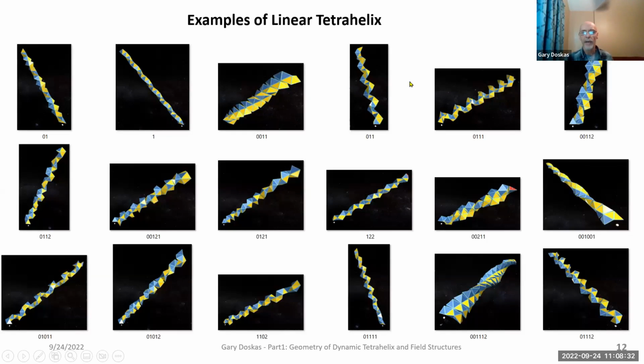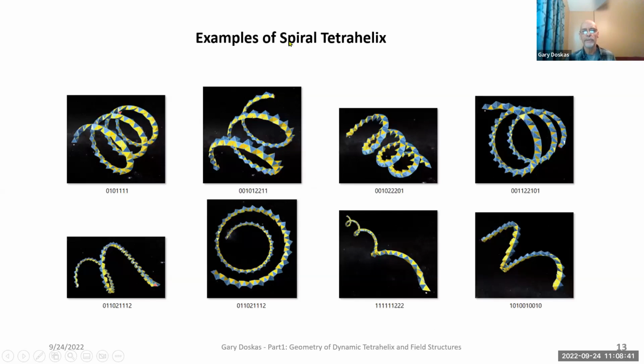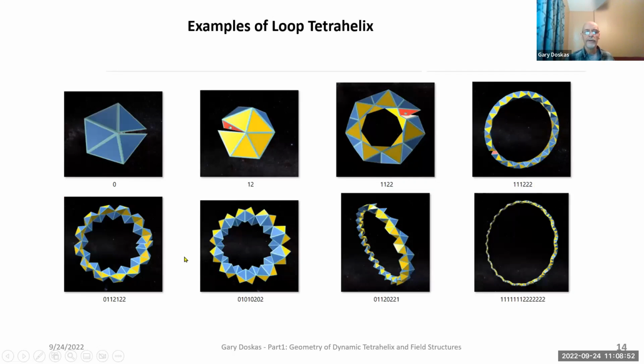Now, these are just some examples of a linear tetrahelix and their associated subsequence listed below. I'll just show a couple examples of a spiral tetrahelix that can be built in a simulator. And then these are just some of the subsequences I use to create them. And these are examples of some loop tetrahelix and their associated subsequence. For a loop tetrahelix, there's going to be a gap that will always exist.